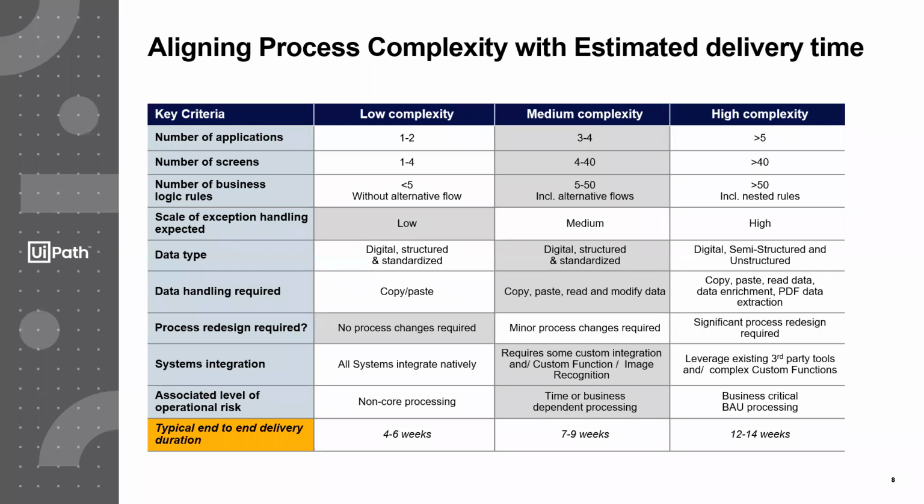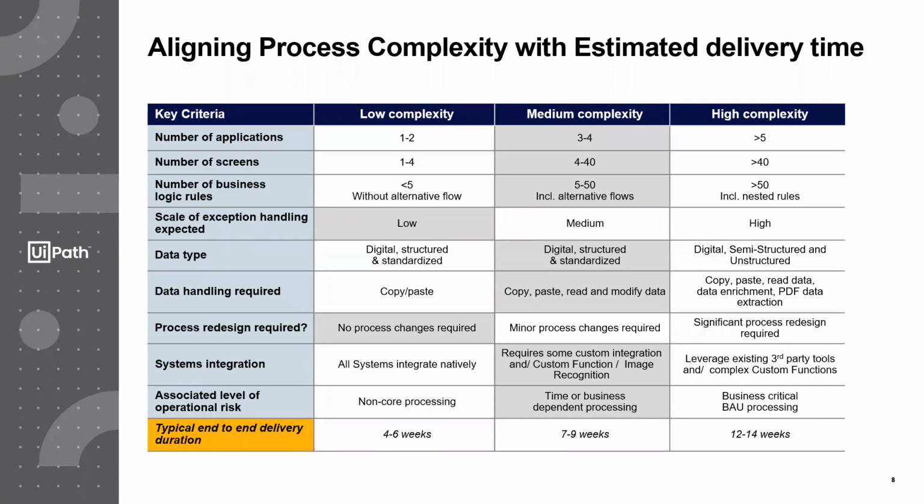Again, number of business logic rules, right? This is the rule-based thing that we spoke about. We highlight something if the business logic rules fall within 5 to 50, and it should include the alternative flows, right? Every exception, every different variation of the process, all the flows. If all the if conditions are covered, and we understand that it lies within medium complexity, we highlight the medium complexity.